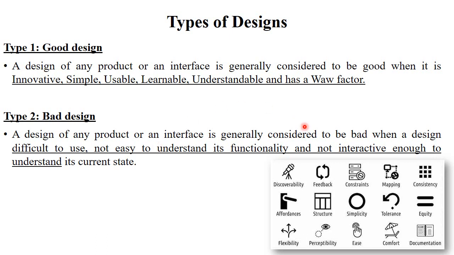So, if you want to make a good design in the computer or IT sector, good design has these principles: discoverability, proper feedback to the user, constraints, mapping, consistency, structure of design, simplicity, affordance, then equity, flexibility, ease of use, comfort, and documentation. So these are all the design principles in human computer interaction. We already discussed these design principles in previous lectures.